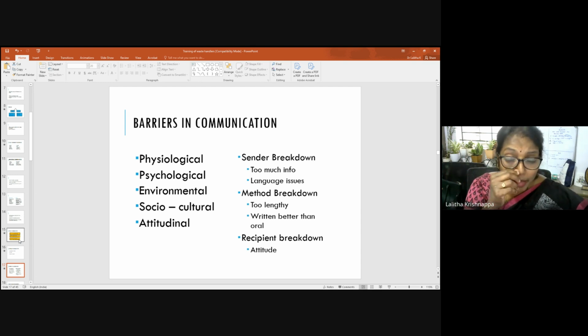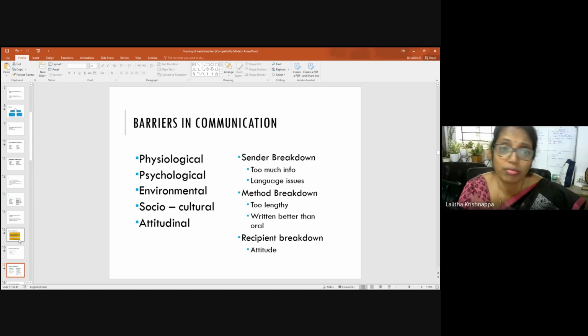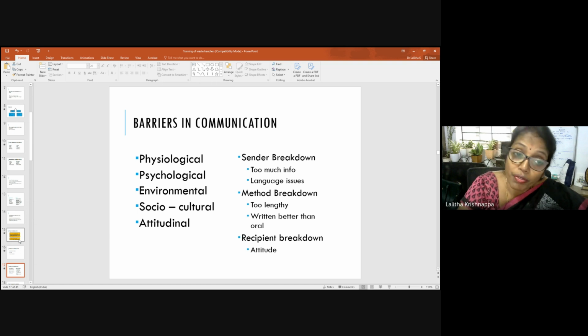We say sender breakdown if the information is too long or if there are language issues, and there is no communication. In the methodology we adopt, if it is too lengthy information, written communication is always better than oral. Sometimes what we tell may not be understood; written may be better, though again they may not be able to read. So if infographics or pictures are there, or if you do a demonstration, that will be better rather than only talking. So these are our methodology issues.